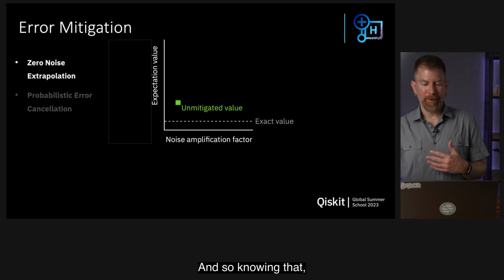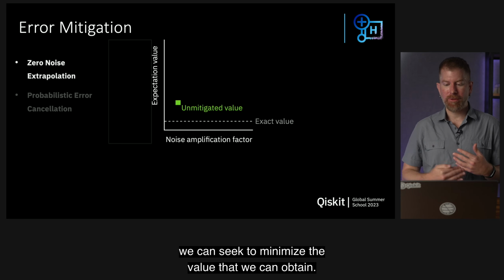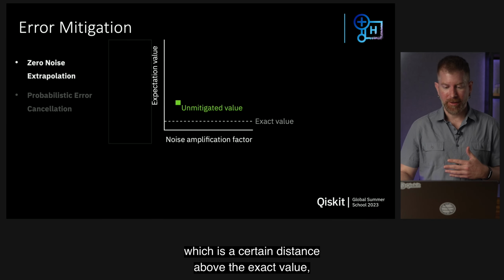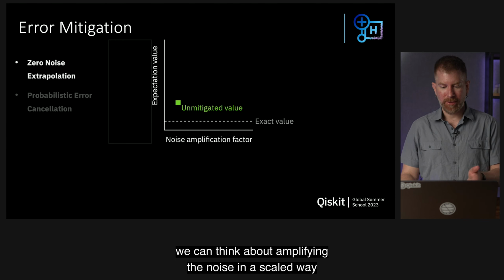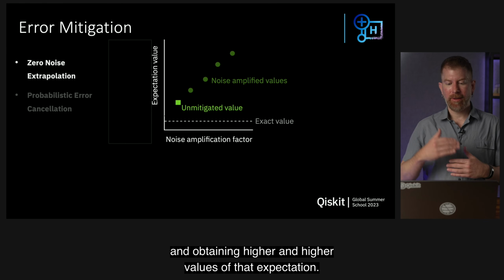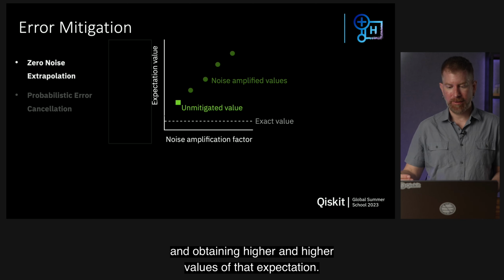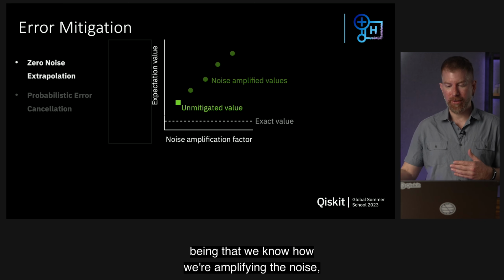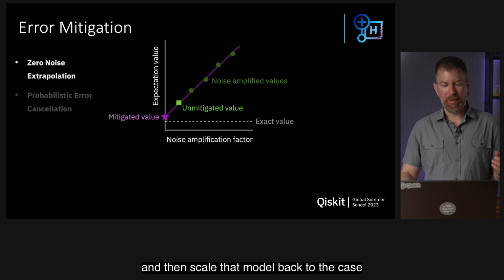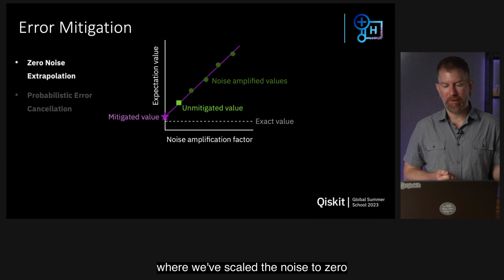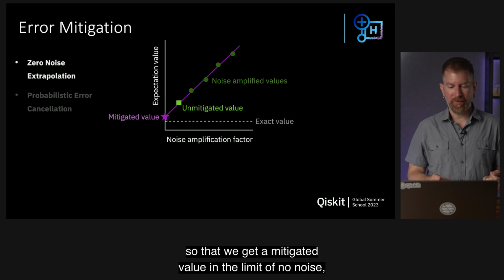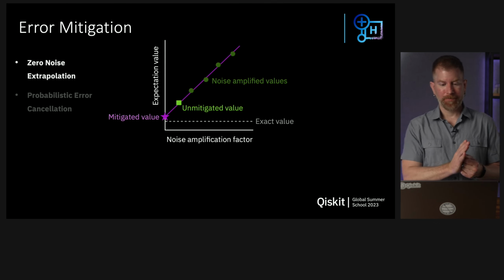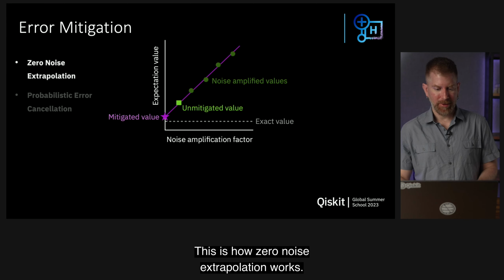And so knowing that, we can seek to minimize the value that we can obtain. If we have an unmitigated value, which is a certain distance above the exact value, we can think about amplifying the noise in a scaled way and obtaining higher and higher values of that expectation. Doing this in a controlled way, since we know how we're amplifying the noise, we can put that into a model and then scale that model back to the case where we've scaled the noise to 0, so that we get a mitigated value in the limit of no noise, which is closer to the exact value. This is how zero noise extrapolation works.